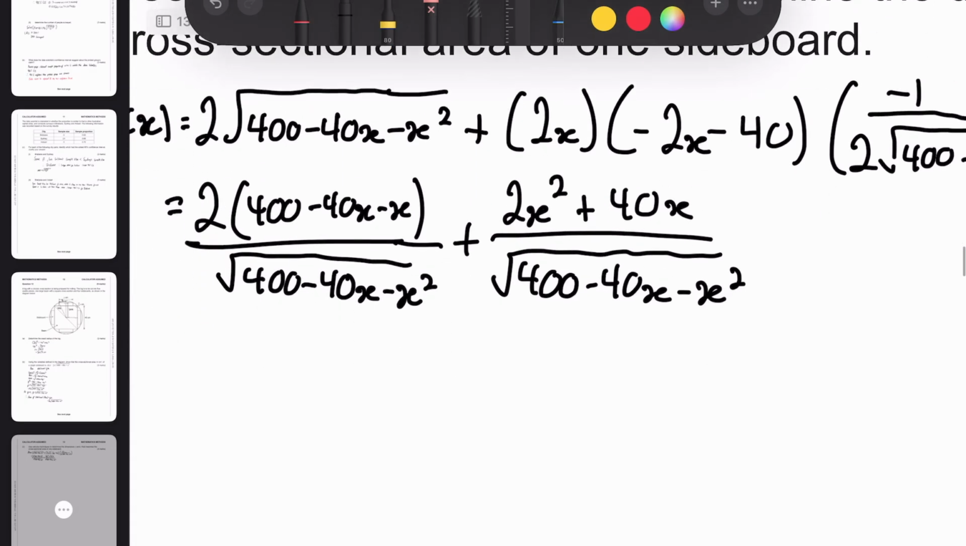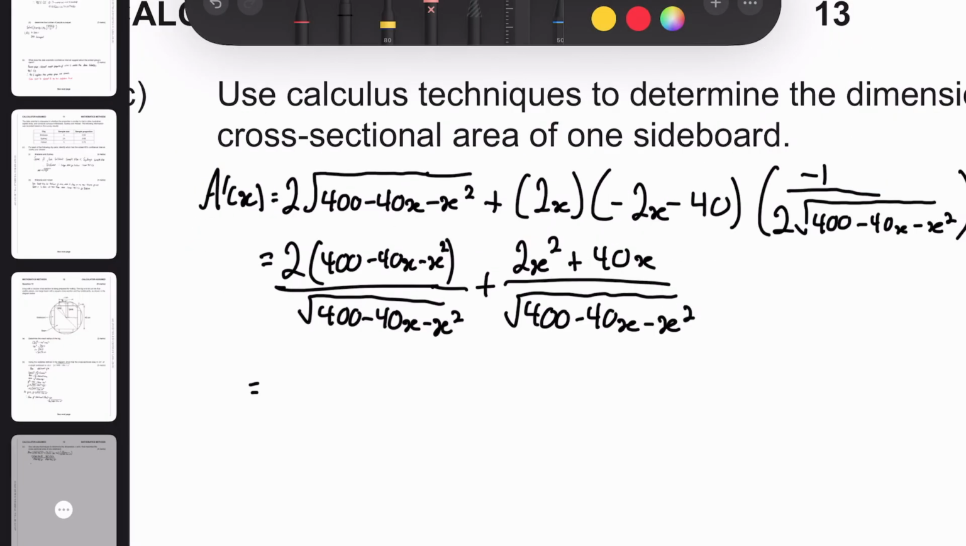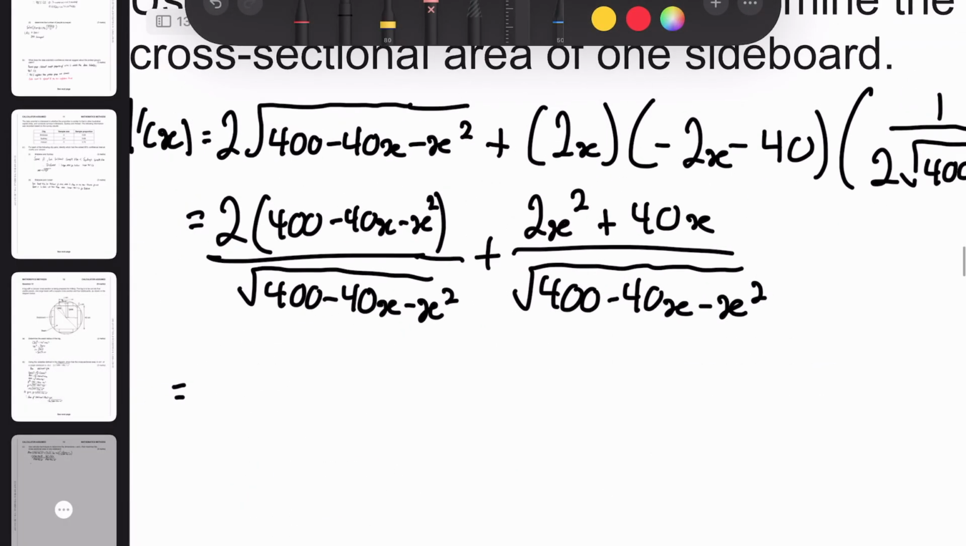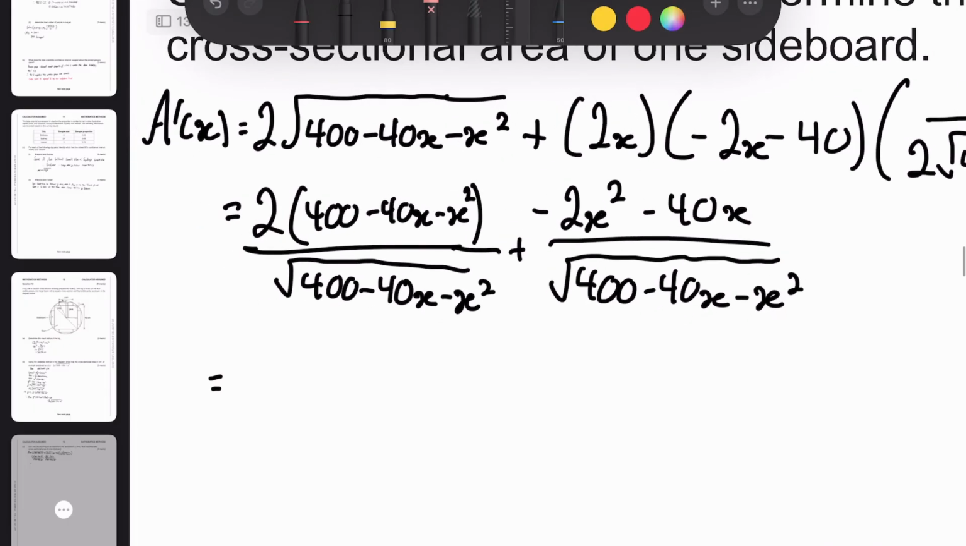Then from here, you can simplify it all the way down. Oh yes, this should not have the negative in front of it here. Okay, there we go. So then this should actually be negative everything on the inside. Yeah, let's do plus, negative, negative. Okay, so then now we can simplify. So then here we have 800 minus 80x minus 2x squared minus 2x squared minus 40x.